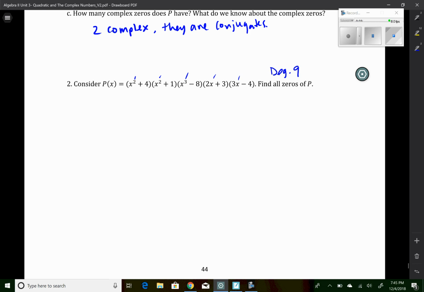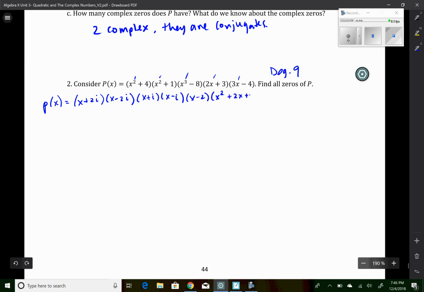So let's do some factoring here. So p of x is equal to x plus 2i, x minus 2i, x plus i, x minus i. Oh, look at that. That's a throwback question. x minus 2 and x squared plus 2x plus 4. Where did I have to get that from? That's the difference of 2 cubes. The last 2 are already factored, so that's 2x plus 3 and 3x minus 4.